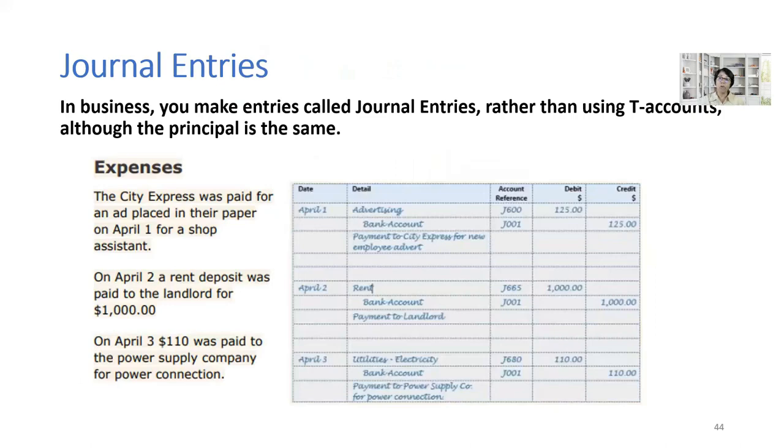Okay, so we're moving on to the next section from T accounts. These are called journal entries. They're basically doing the same thing as T accounts, but they look like they're in a different form. And these journal entries are a lot like what you will see in a journal entry in QuickBooks.